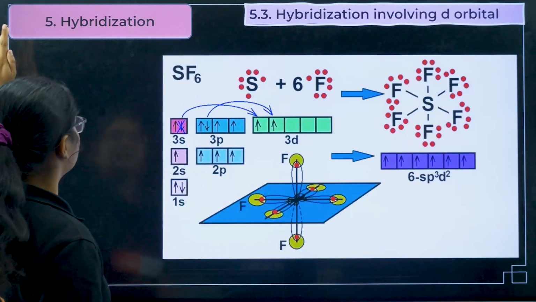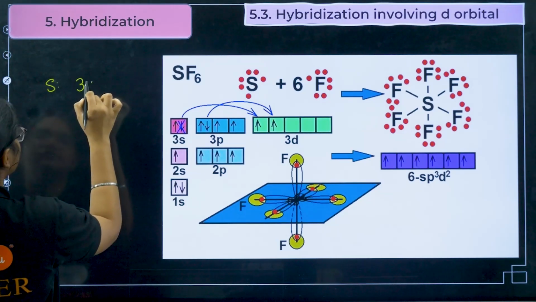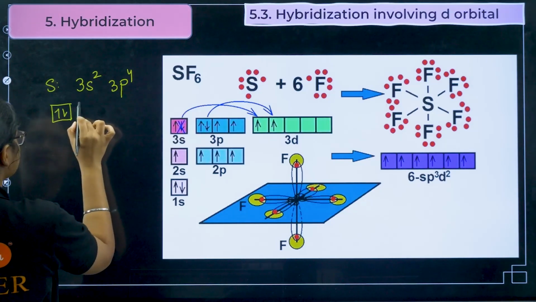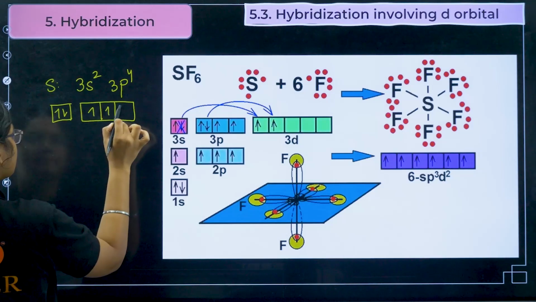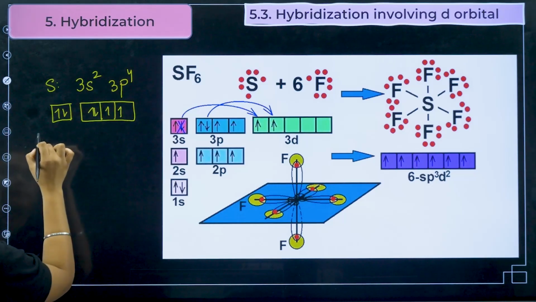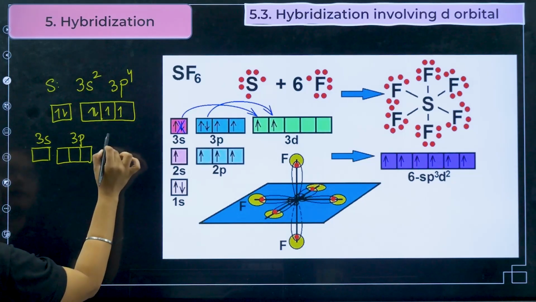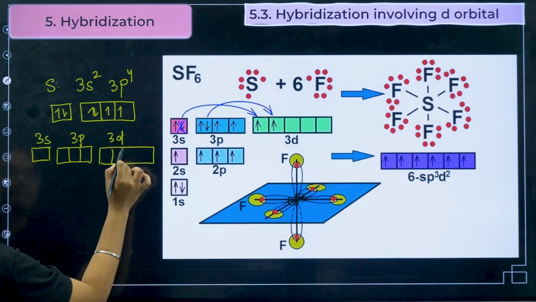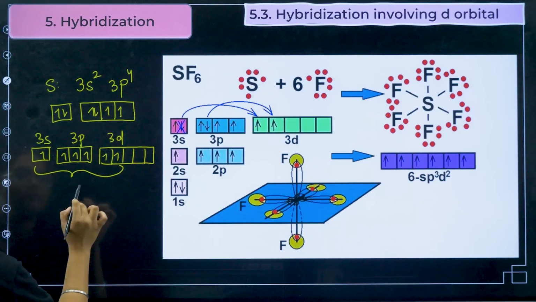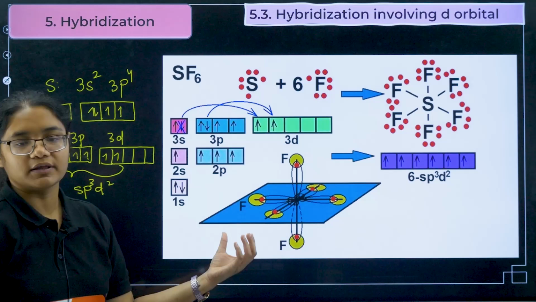Okay, similarly you can see for SF6, sulfur's electronic configuration is 3s2 and 3p4, right? I need 6 unpaired electrons. So the configuration is like this. So I need more unpaired electrons, so what I have to do is excite them, right? So I have 3s, then I have 3p and then I have 3d. Now these orbitals undergo hybridization, that is sp3d2, to form 6 hybrid orbitals, and then they overlap to give you the molecule.